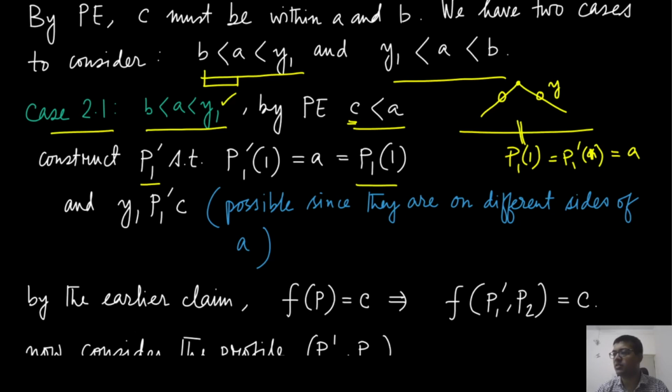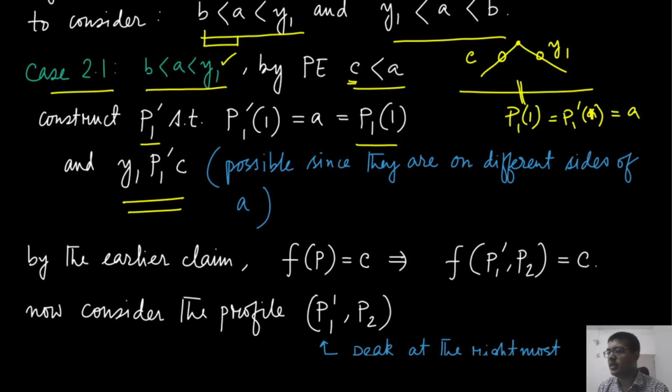So y1 is somewhere here and C is somewhere here, so we can actually assign any ordering. So this is always possible to construct in this order. Alright, so that is how our preference profile P1 prime is.